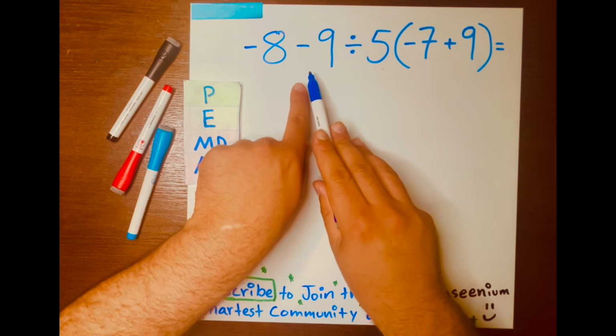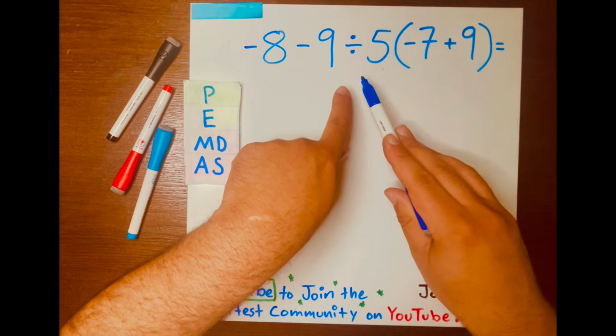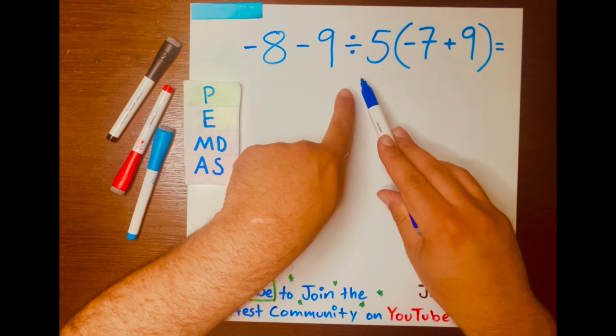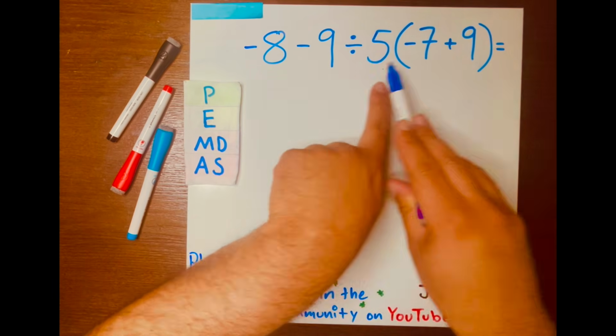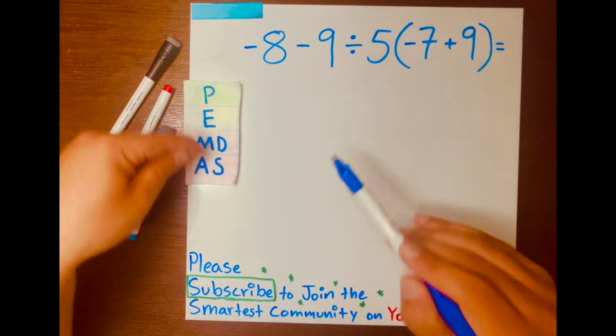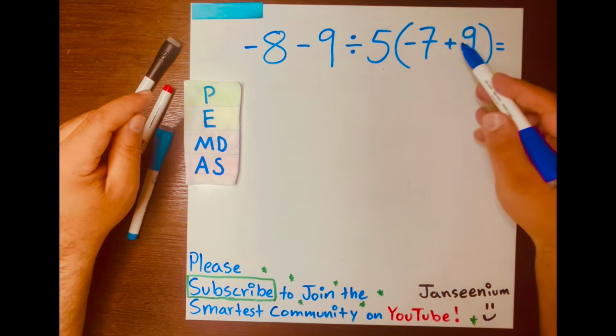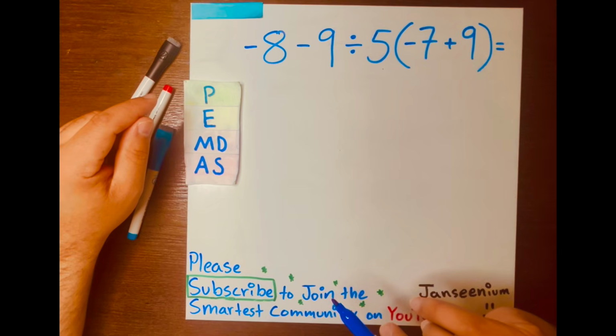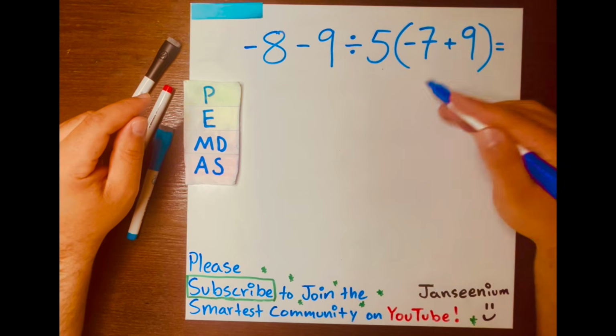So looking at subtraction, that's a no-no. Division, yes, higher than subtraction. However, look at parentheses. And parentheses, the highest level. So -7 plus 9 goes first. So what is -7 plus 9?